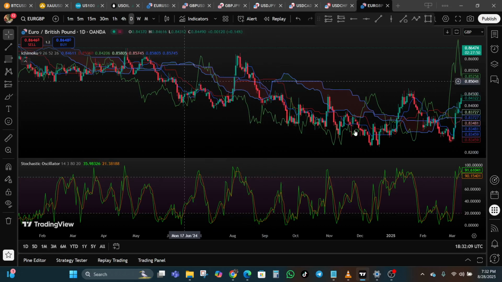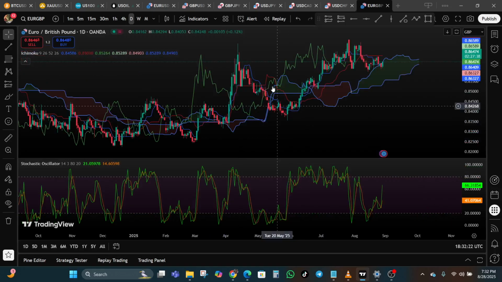You have your trend displayed by the Kumo cloud, price being below the Kumo cloud, and then a bearish crossover from overbought. That is for a sell trade. Or price being above the Kumo cloud and a bullish crossover from oversold level for a buy trade. So when you have those alignments, it's going to help improve your success rate.